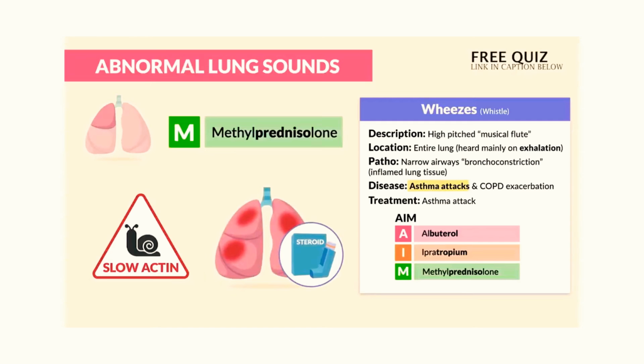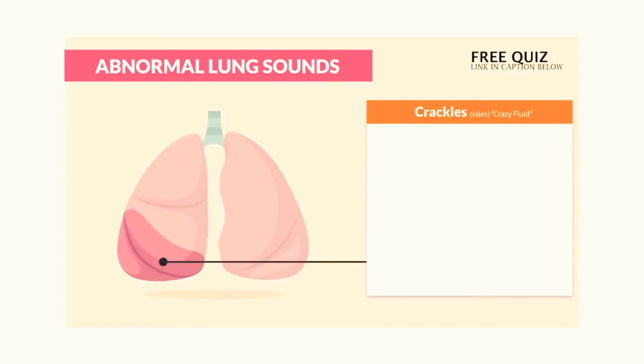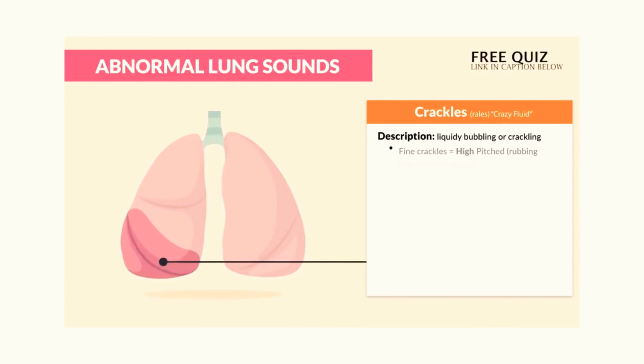Next, moving on to the further abnormal lung sounds. Next up is crackles, also called rales. Just think crackles is for crazy fluid, described as liquidy, bubbling or crackling. Now we have two types. Fine crackles are described as high-pitched, like rubbing hair between fingers, sounding like this.